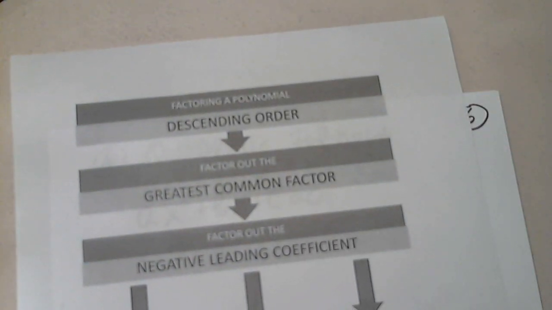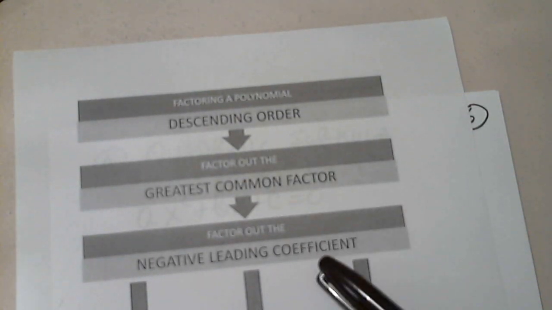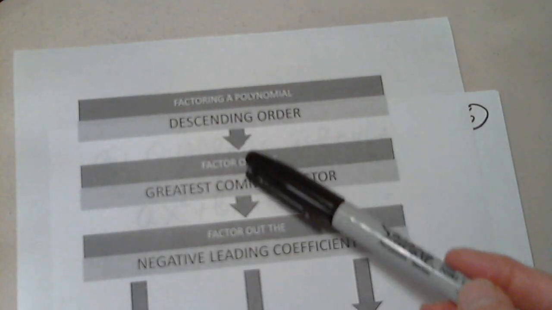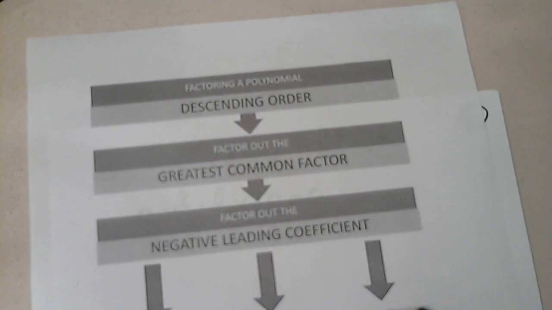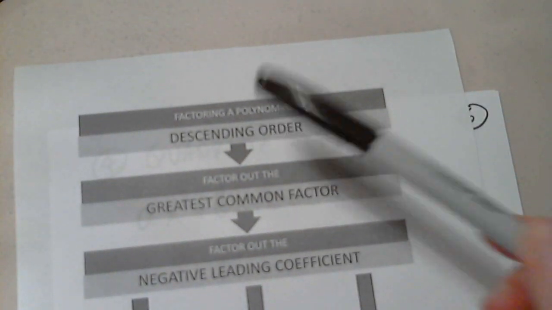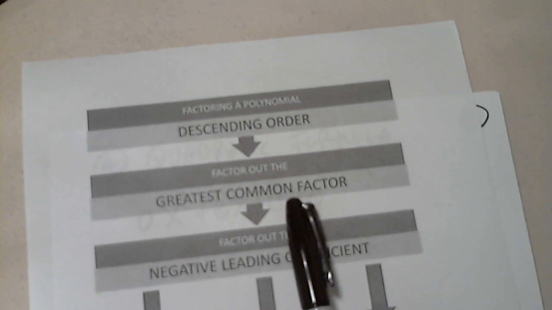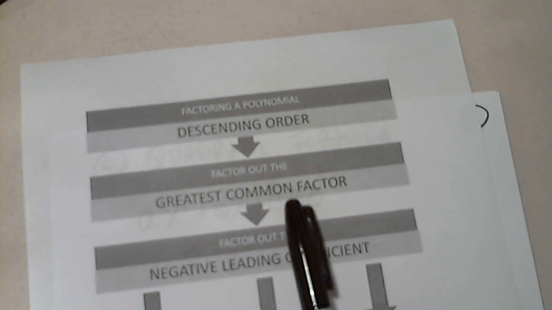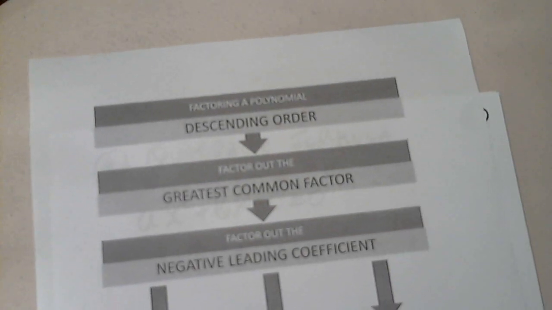You should always consider what we discussed last week and today: descending order, greatest common factor, and negative leading coefficient. These are extremely important before you apply. Of course, this is our handout for factoring, but you should always present the polynomial in descending order. You should always think in terms of the greatest common factor that you can factor out and basically divide both sides, if it's not the variable. You cannot divide by the variable because you're missing solutions.